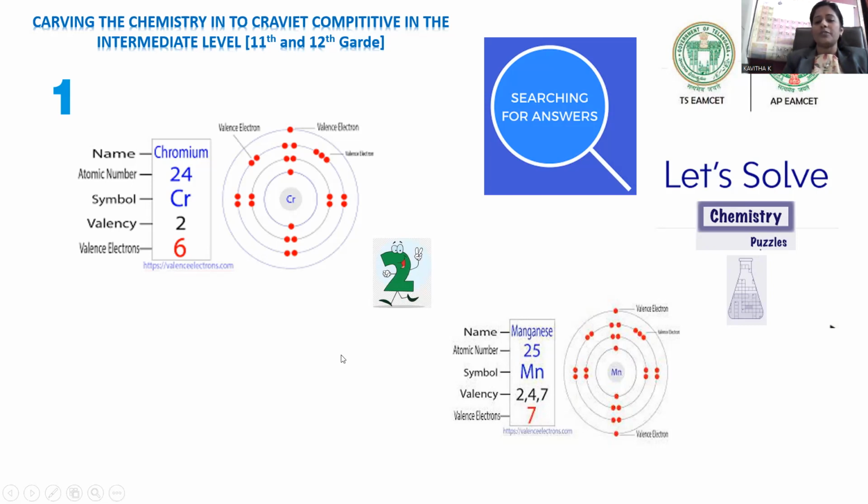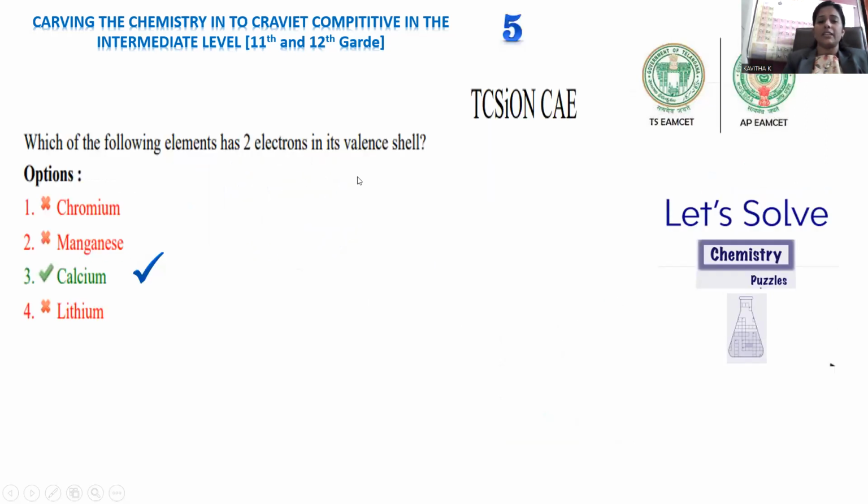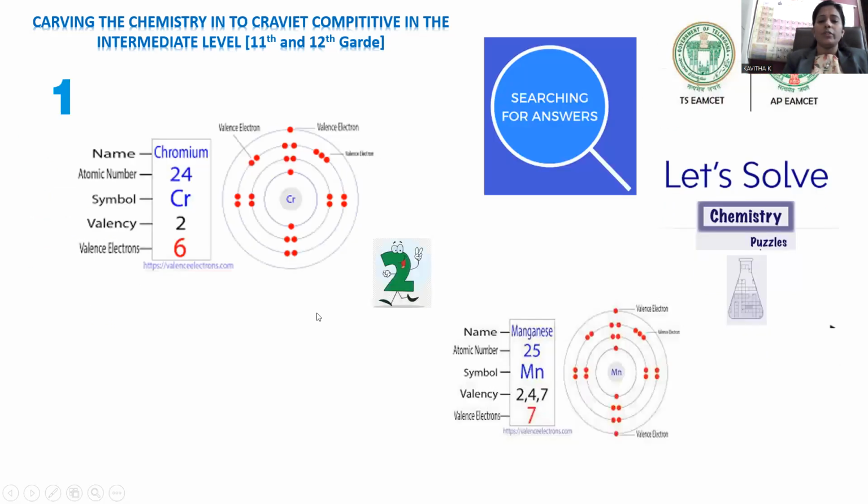Move on to the second option, manganese. Manganese's atomic number is 25. Going from chromium to manganese, the atomic number is raised by one, so the valency electron count will be raised by 1, so 7 valency electrons will be there. Let's count: 4s2 3d5, 2 electrons in the s orbital, 5 electrons in the d orbital. So 5 plus 2, 7 electrons. Manganese has 7 valency electrons. This will not be the answer. Move on to calcium.